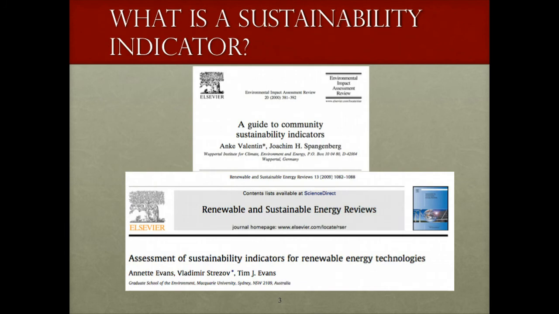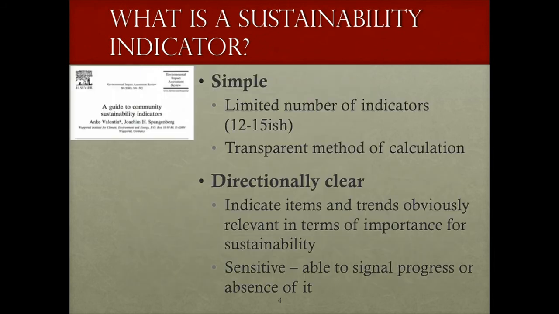First, what is a sustainability indicator? Although neither of these required readings explicitly defines the term sustainability indicator, they both provide enough context clues for us to be able to derive a definition. The authors of the article, A Guide to Community Sustainability Indicators, state that sustainability indicators must be simple and directionally clear. Under simplicity, there should be a limited number. The authors suggest 12 to 15 indicators as an appropriate amount. And the method of calculating the indicators should be transparent, so others can reproduce the same calculations.